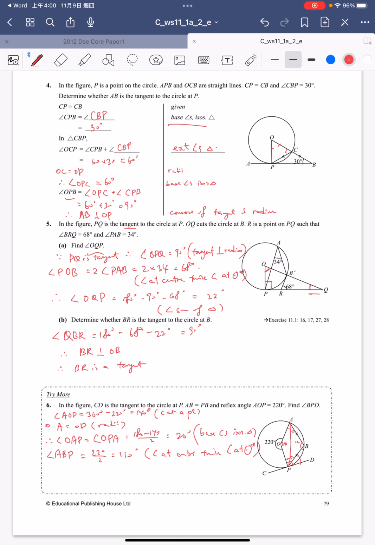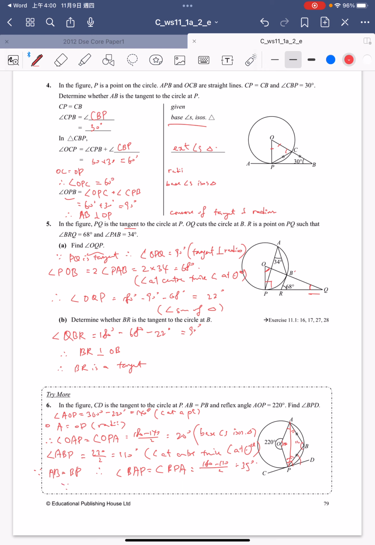Okay, so now we get this is 110, as we have AB equal to BP, which is given, so that the angle BAP is equal to the angle BPA, which is going to be equal to 180 minus 110 divided by 2, giving you the answer 35 degrees.